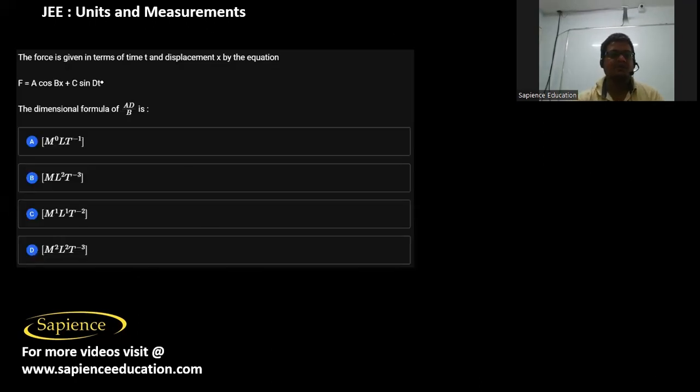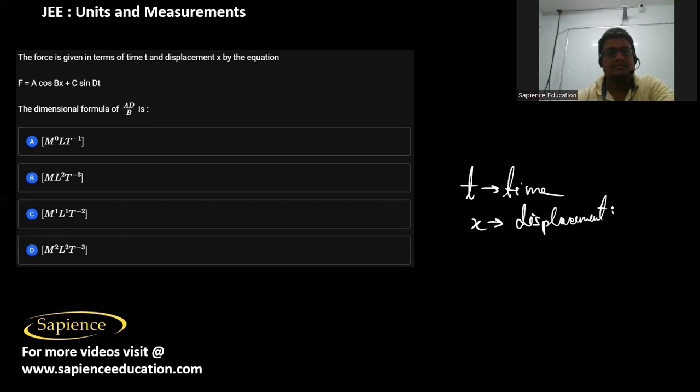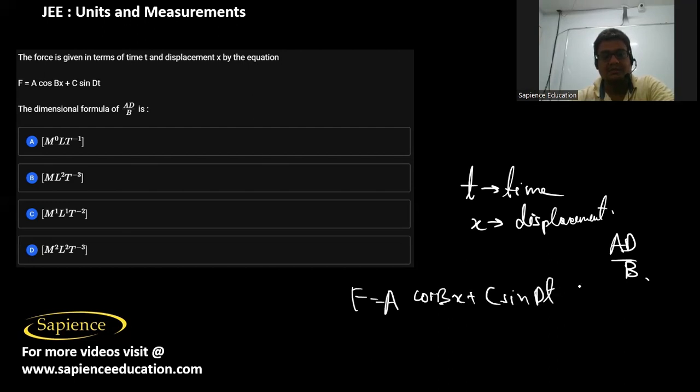Then here it is told the force is given in terms of time t and displacement x by the equation. So t is the time, x is the displacement. Then they are asking the dimensional formula for AD by B. Now, the force is given as A cos bx plus C sine dt.